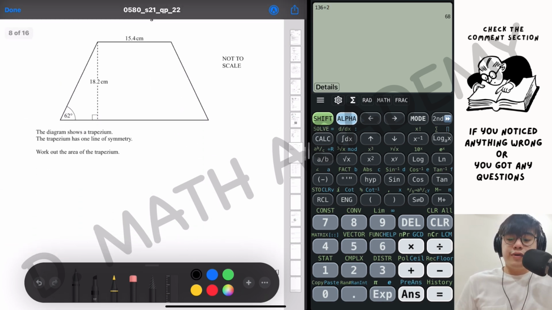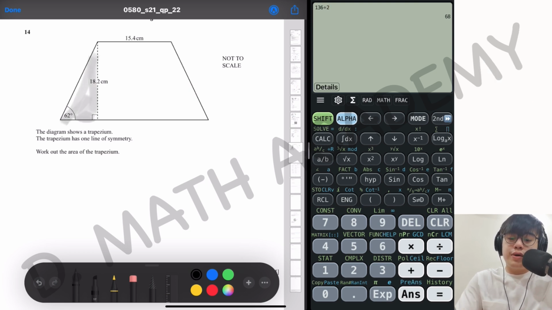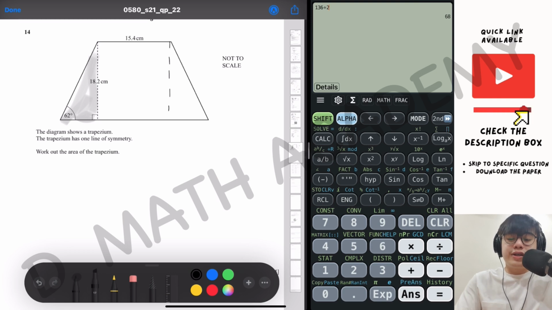Moving on, we have question 14, work out the area of the trapezium. So to get to your answer, the area of this shape here. The keyword here is one line of symmetry. So you know that this particular part, and when you draw another one over here, they're actually the same size. So based on this, you will get this as 15.4 at the center, and if you look at this part, they will be the same.